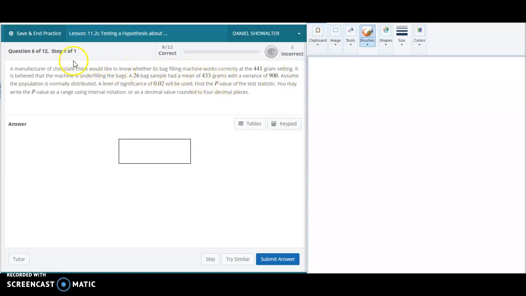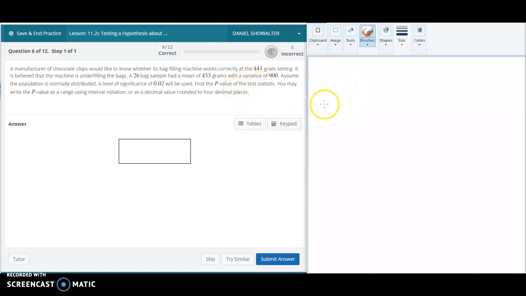Okay, so we have these bags of chocolate chips. There's some suspicion that this machine is underfilling, so that the average weight of a bag is less than the 441 that it should be. And so we're conducting a test to figure this out.